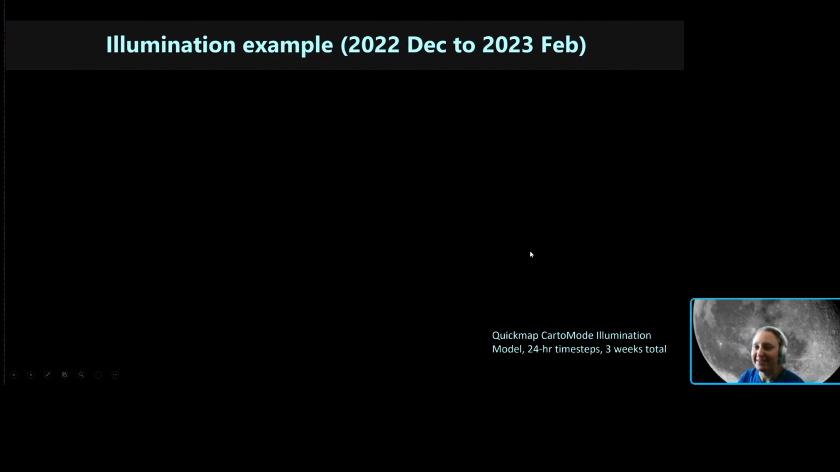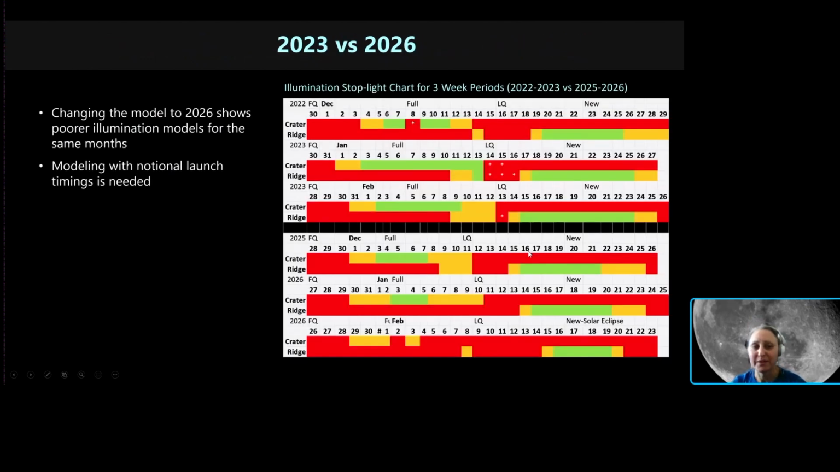There we go. So then looking ahead to 2026, doing the same sort of thing for a 3-week period of the same Earth calendar days, just as a comparison, it actually shows that depending on your timing, you could end up with a worse illumination scenario than the random example that I selected. So this is why it's so important to have modeling done at the notional launch timing so that we can better predict what's accessible and what science we can achieve.